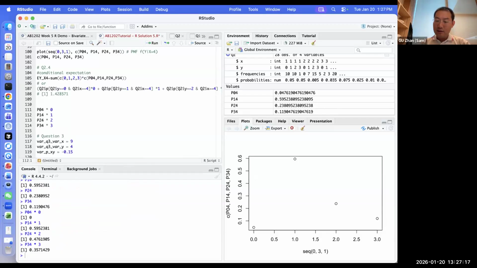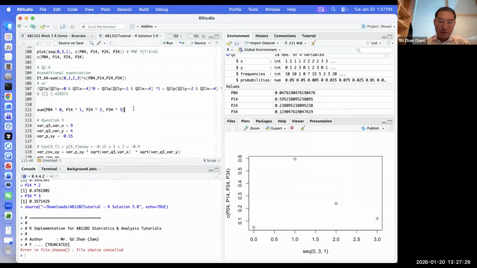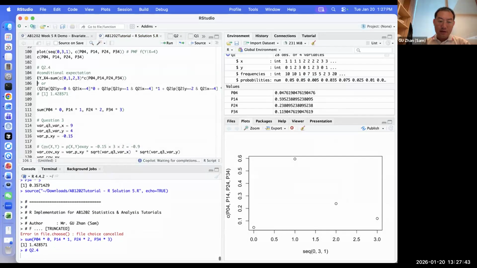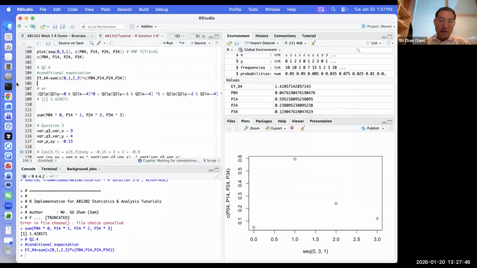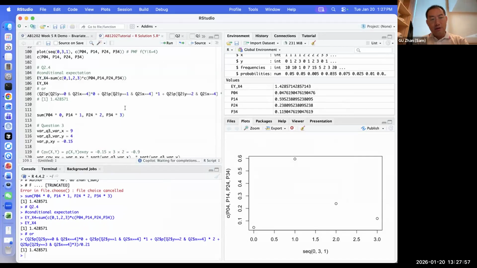Next we sum them together. That gives 1.4285. You can use a few other methods to run it. This will give you E(Y|X=4). The expected y given x equal to 4 is the same. You can find it from here as well, or you can use another method to calculate.